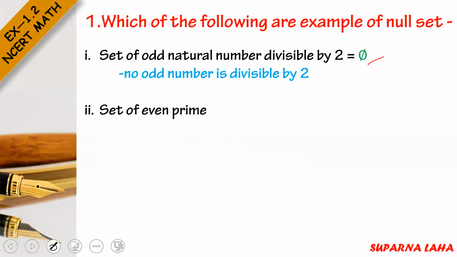Number 2, set of even prime numbers. That means only the singleton set {2}. That means it is not a null set. This is a singleton set.